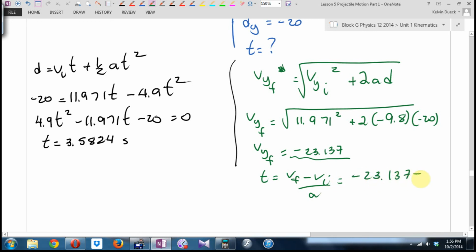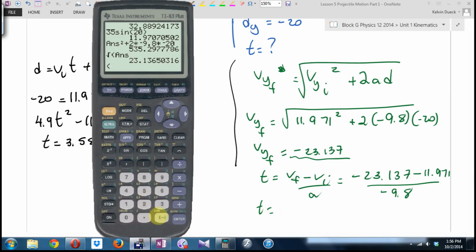23.137 minus 11.971 all over negative 9.8. Bracket, negative, hey, answer button, minus 11.971 divided by negative 9.8. And here's hoping I get the same roots both ways. I'm way off. What did I do?